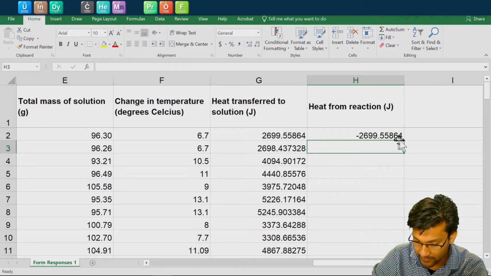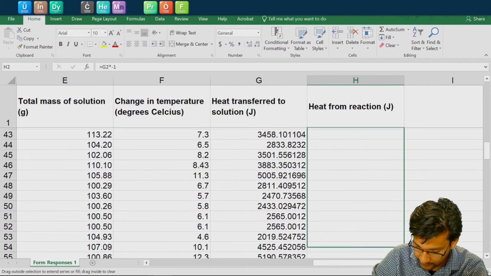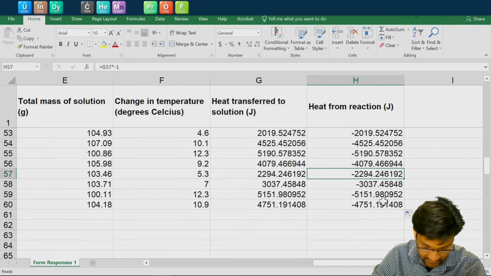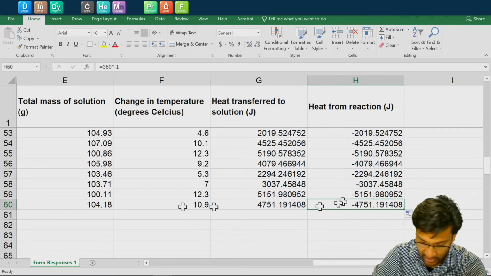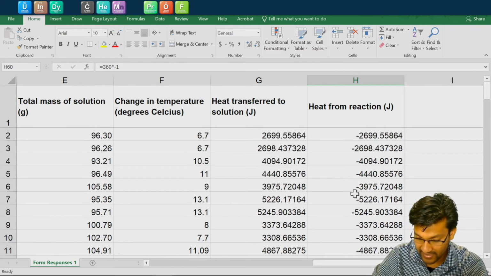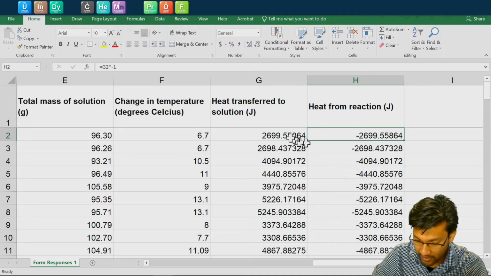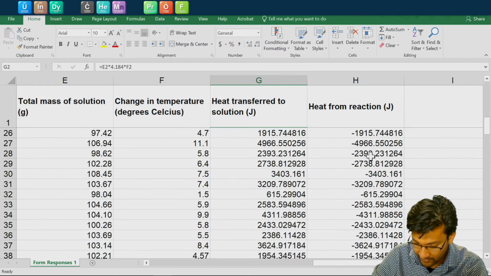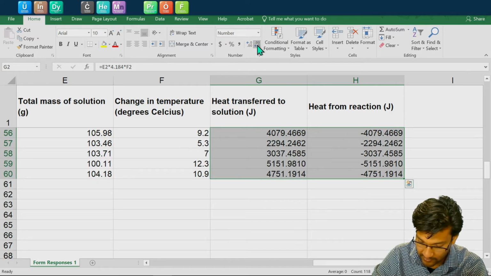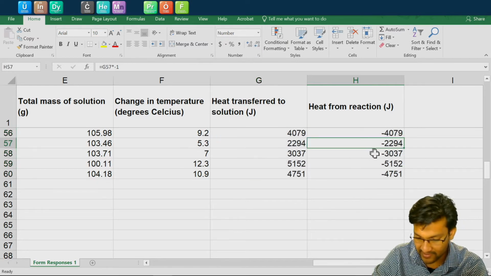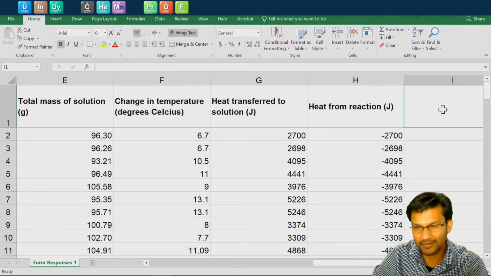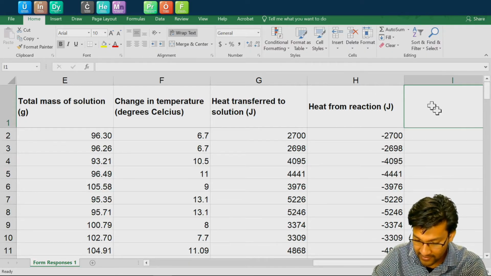So I'll copy this all the way down again. See, I'm doing the same calculations for all of these 60 different trials instantaneously. I don't have to plug numbers in my calculator or any of that stuff. By the way, if all of these numbers bother you, I will just highlight them all like this, and I'll just reduce the number of decimal places because we don't really have that many sig figs anyway. All right, so that's the heat from the reaction.